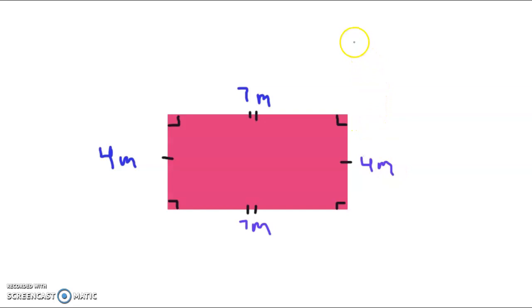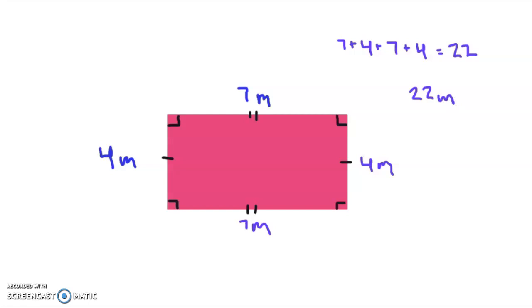So now we can write the length, 7, plus the width, which is 4, plus 7 again, which is the length, plus 4, which is the width, which equals 22. So we can then say the perimeter of this rectangle is 22 meters.